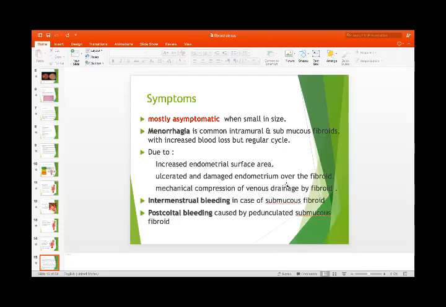Sometimes these submucous fibroids get ulcerated and the endometrium over the fibroid is damaged. It will also lead to excessive bleeding. And they also cause mechanical compression of the venous drainage by the fibroids. So all this leads to excessive bleeding. Intermenstrual bleeding may occur if there is ulcerated submucous fibroid, or postmenopausal bleeding is caused by the pedunculated submucous fibroid. So the main symptom is menorrhagia, intermenstrual bleeding, or postpartum bleeding.